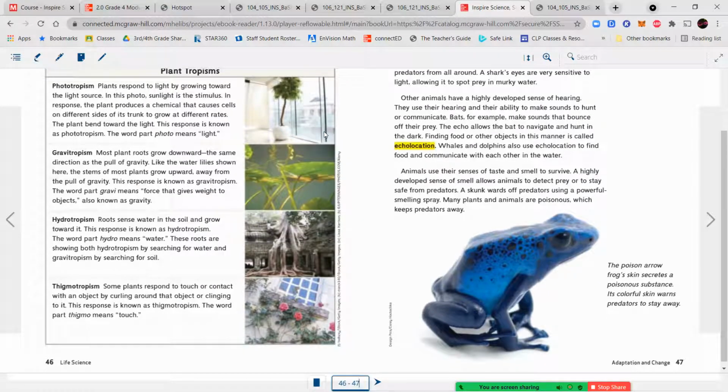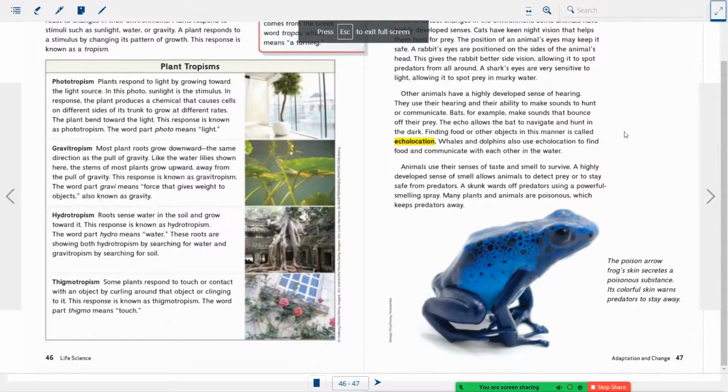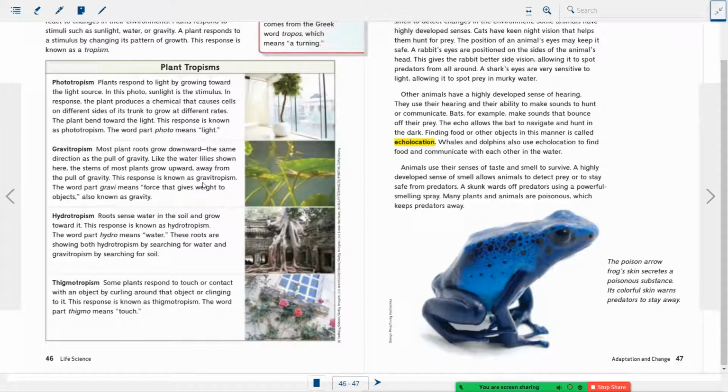Phototropism. Plants respond to light by growing towards the light source. In this photo, sunlight is the stimulus. In response, the plant produces a chemical that causes cells on different sides of its trunk to grow at different rates. The plant bends towards the light. This response is known as phototropism. The word part photo means light.